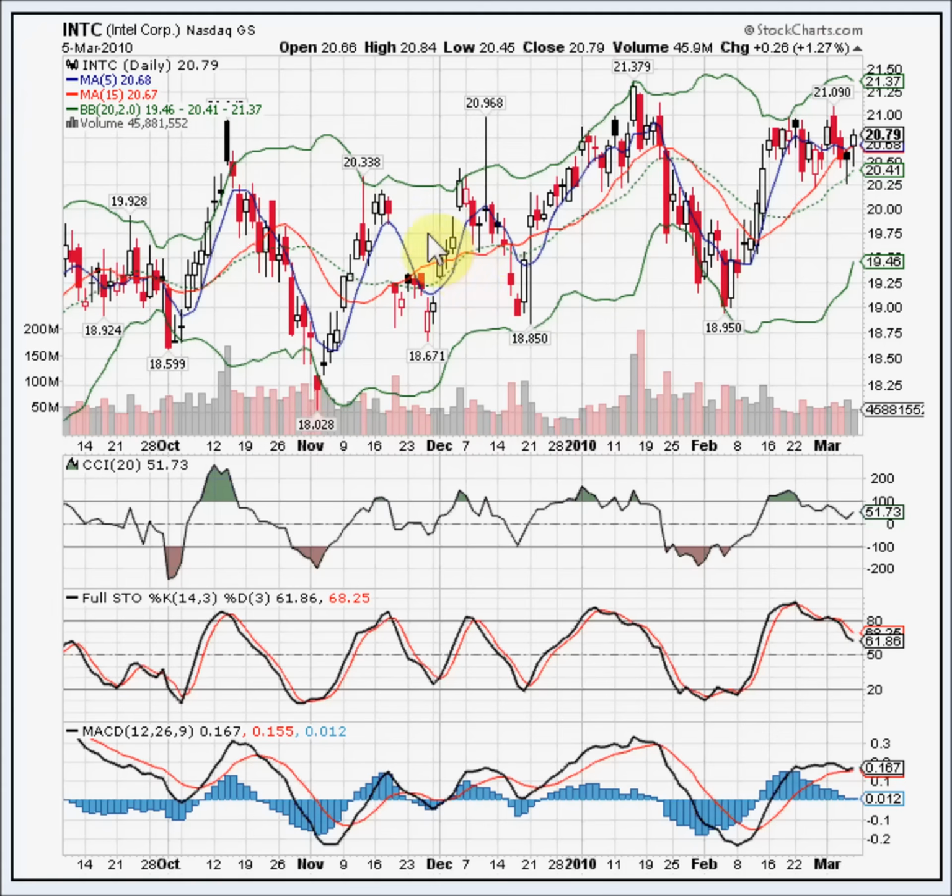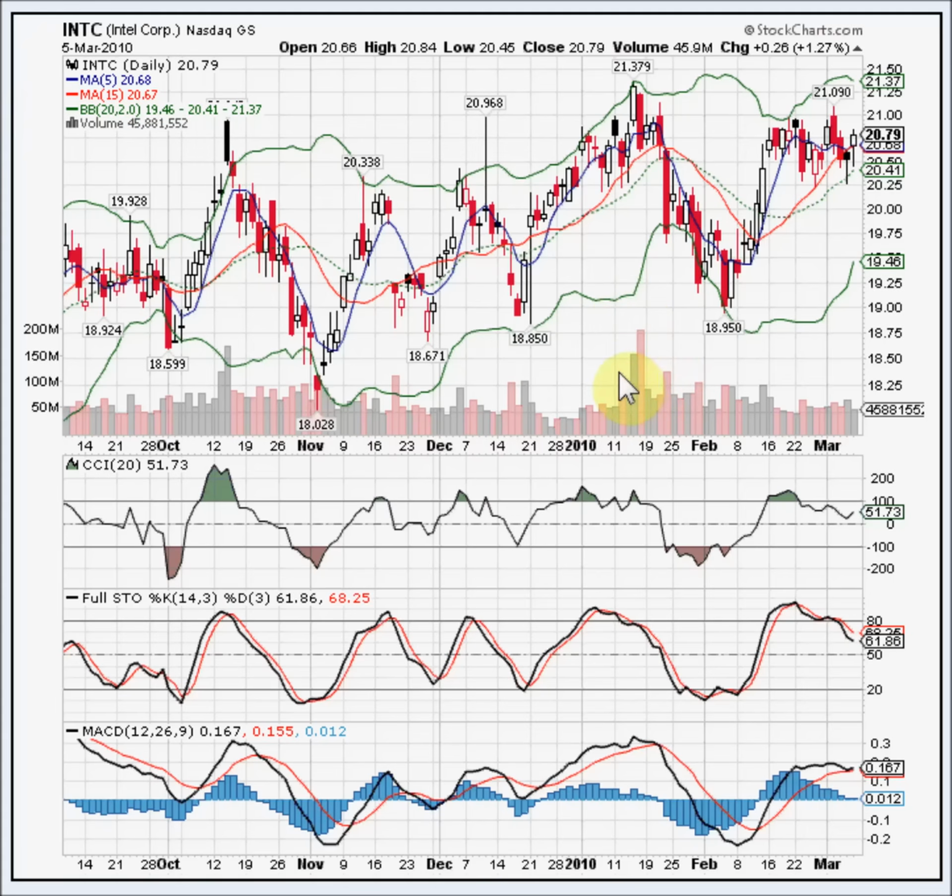I also use the 5-period moving average, the blue line, and the red line is the 15-period moving average. I always use candlestick charts because they give you a lot more information than any other type of chart. A line, mountain, all the others, there are 4 or 5 different types of charts you can load up.